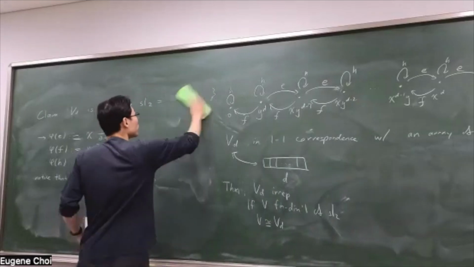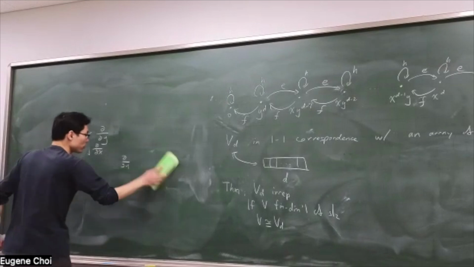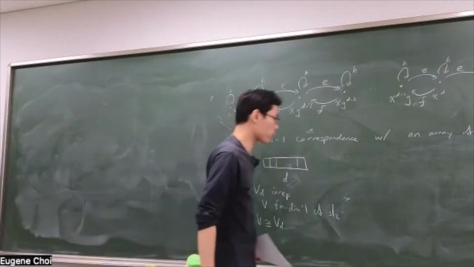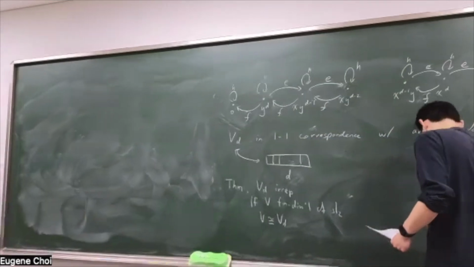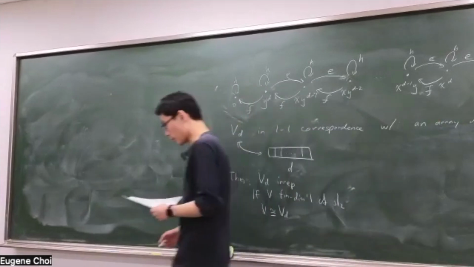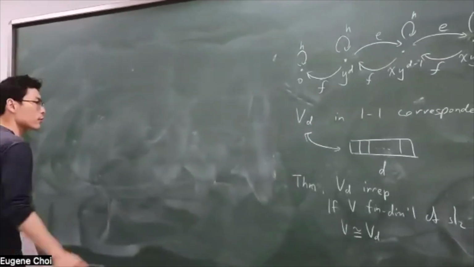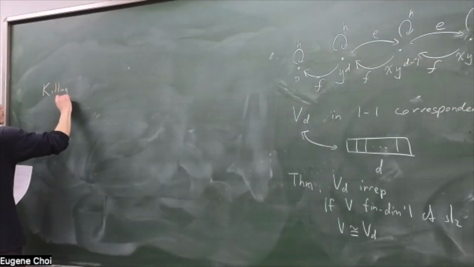Yeah, so let's continue with the discussions, still on the Lie algebras. There is an important concept called the Killing form.